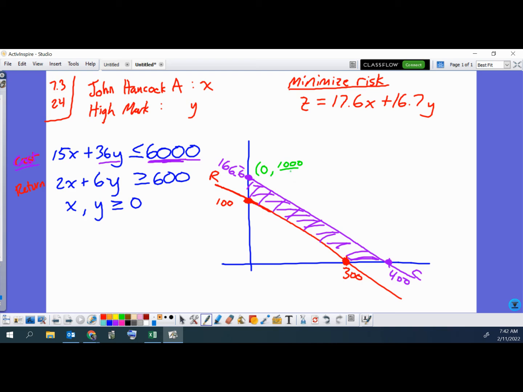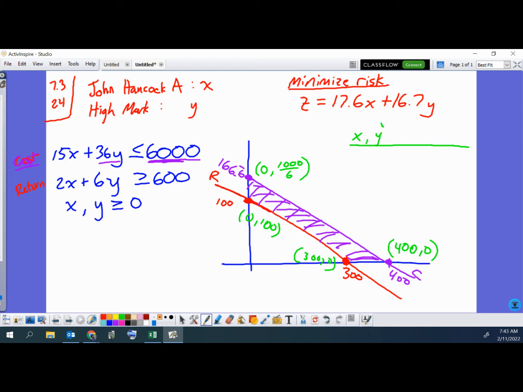So we could write it that way, or 500 over 3, or 166.6 repeating, whatever. This is 400, 0. This point is 300, 0. And this point is 0, 100. And I would definitely use a calculator for this next part. Let's see if I can get it pulled up here real quick.